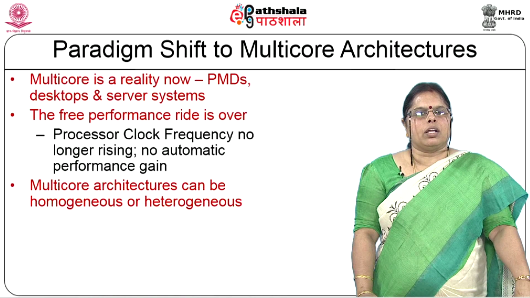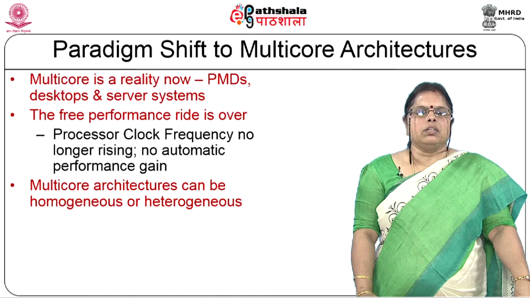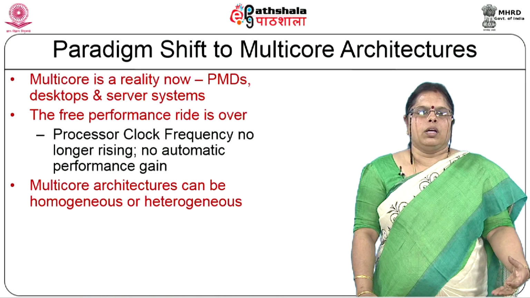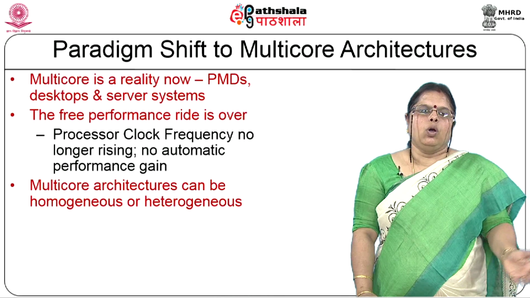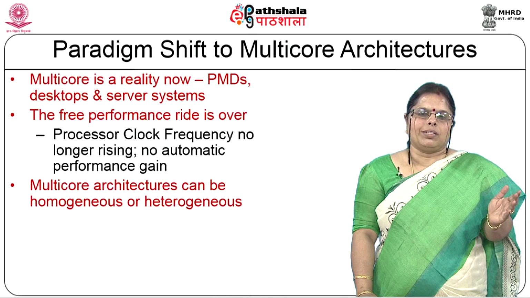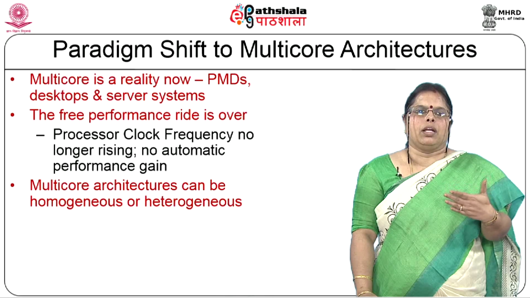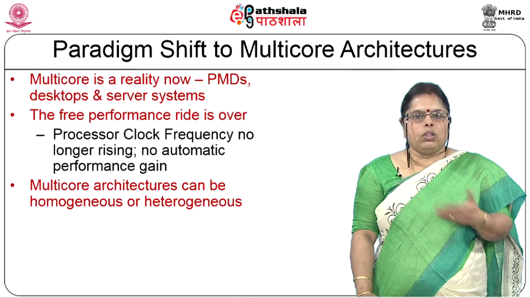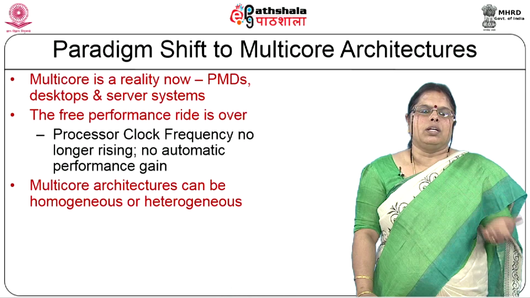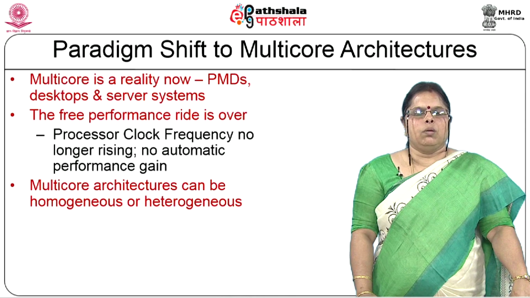If you look at these multi-core architectures, you can look at them as either a homogeneous architecture or a heterogeneous architecture. Homogeneous architectures will have the same types of cores which are replicated. Suppose you are looking at a quad core processor, and all the 4 cores are identical, then it is an example of a homogeneous processor.